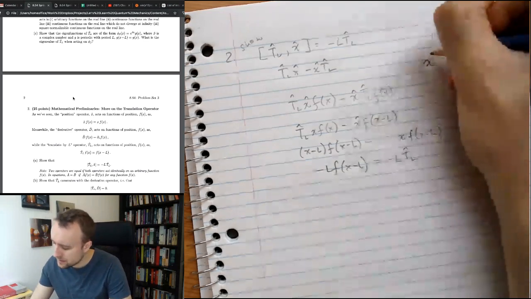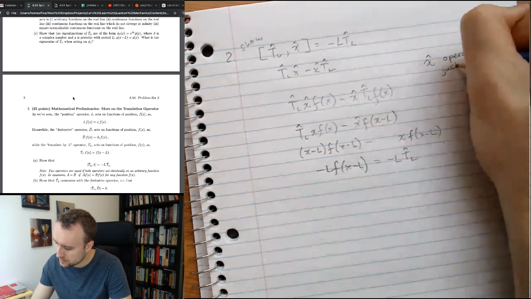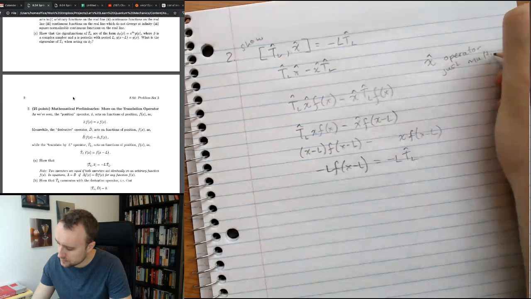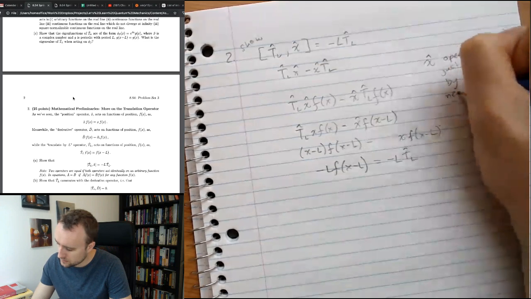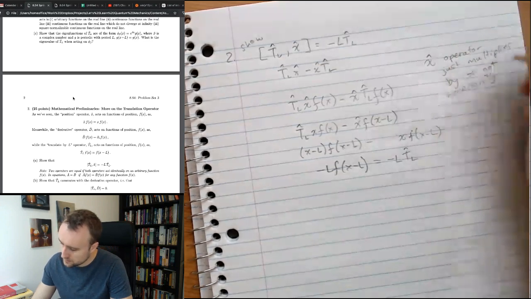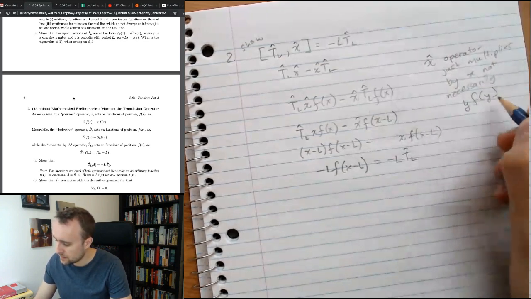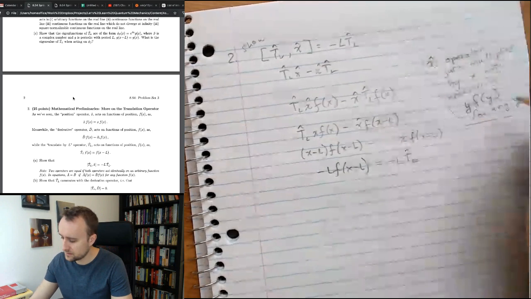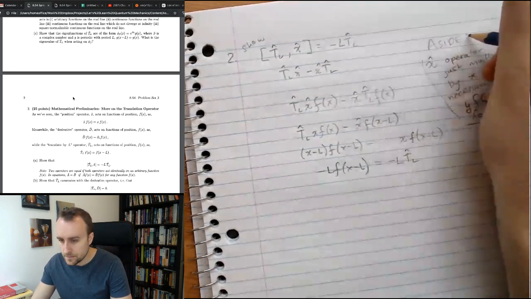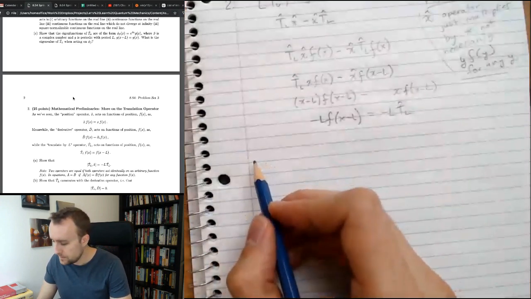All right, here. The x operator just multiplies by x, not necessarily y, f of y, or any y. Okay, I think that's a little aside. Okay, let's go on to this was A, B.